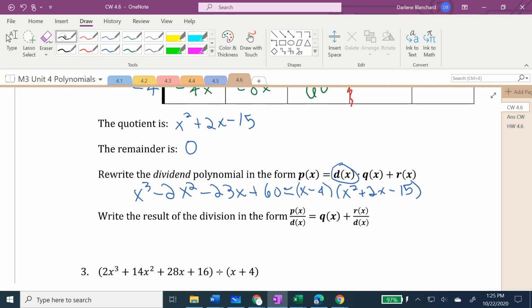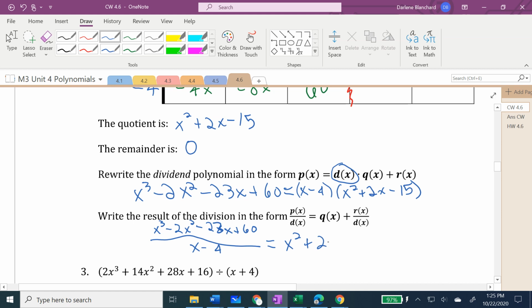The other way of writing the result of the division would be the polynomial being divided, x cubed minus 2x squared minus 23x plus 60, divided by the divisor is equal to the quotient. But since I don't have a remainder, I don't need to write plus 0 over x minus 4. I can just leave it.